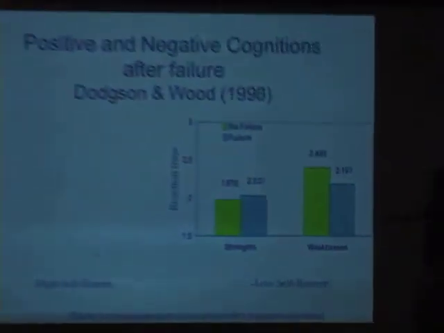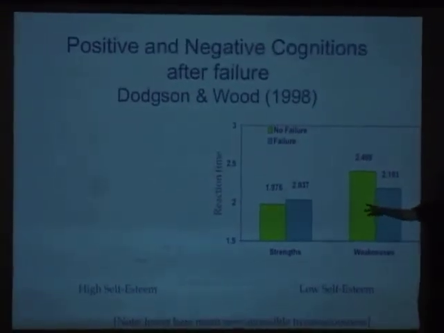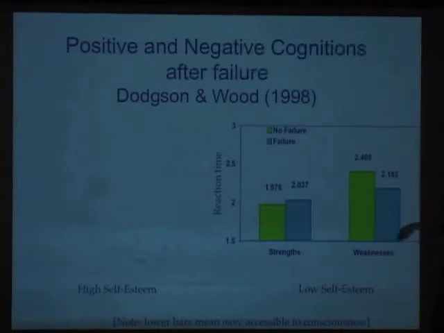And what they found, okay, what we have are in kind of the bright green bars are the condition where they didn't fail at something before they did the reaction time test. And in the sort of clay green bars, you have the conditions where they failed. And these are all low self-esteem folks. So the interesting thing here is that people are slower to recognize their weaknesses if they're low self-esteem folks when they haven't just failed at something compared to when they have. So lower bars are faster because this is reaction time.